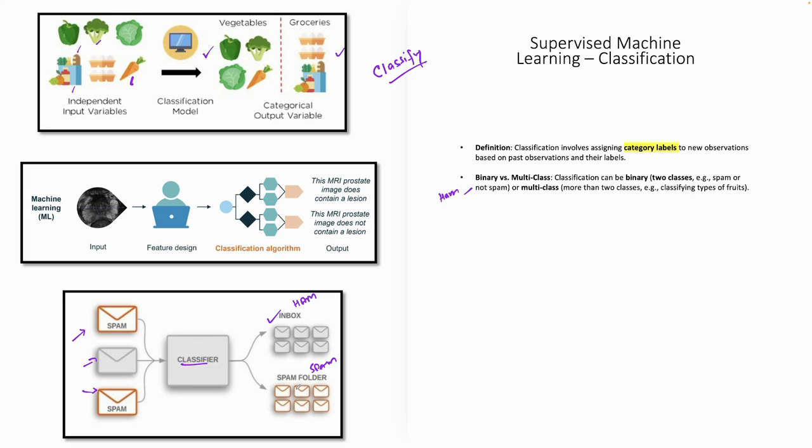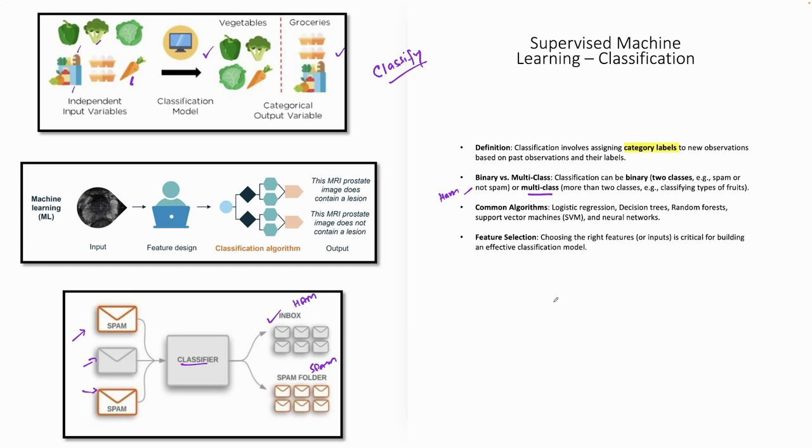Either you can have binary, 2 classes, or you can go with multi-class as well. Multi-class could be that I'm trying to classify the types of fruits. So there could be multiple types of fruits and I'm just classifying based on that, right? So the common algorithms that we deploy with machine learning classification are decision tree, random forests, logistic regression, support vector machines, and neural networks. So don't worry about it, just the names that you should be aware of.